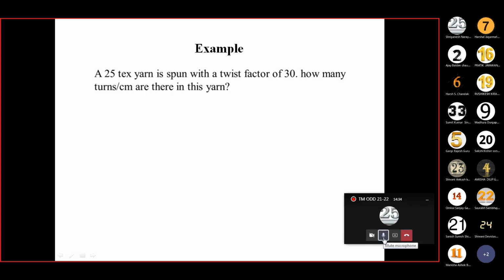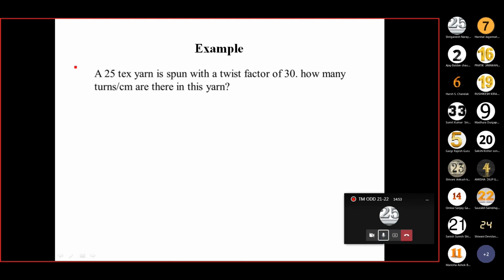Okay, write the example. So what is the example here? A 25 tex yarn is spun with a twist factor of 30. How many turns per centimeter are there in this yarn? Simple. So very simple example.